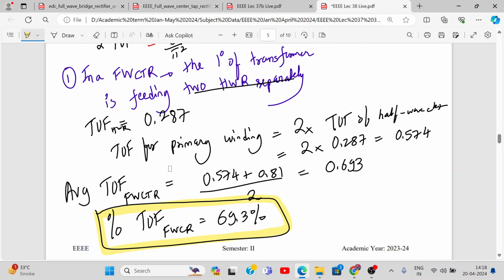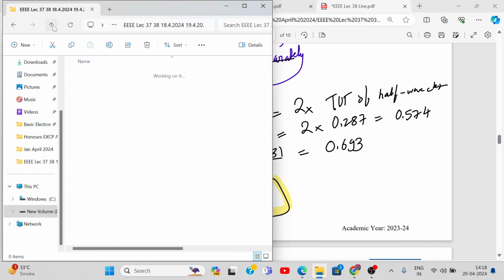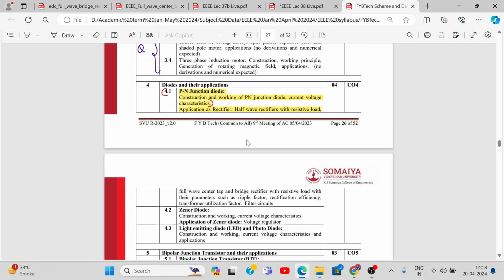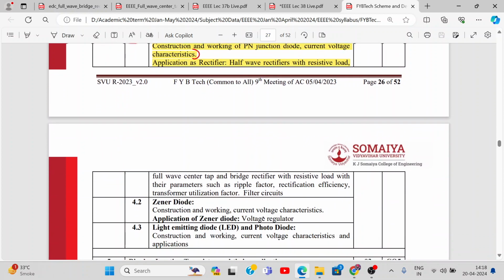Now the next part in your syllabus, let me open it, is adding a filter capacitor. So far we have covered the diode and applications of the PN junction diode, application of rectifier, the yellow portion we have covered, right? Then we have covered full wave center tap and bridge rectifier with resistive load, with parameters such as ripple factor, rectification efficiency and transformer utilization factor. Agree or no? So we have completed all of that.